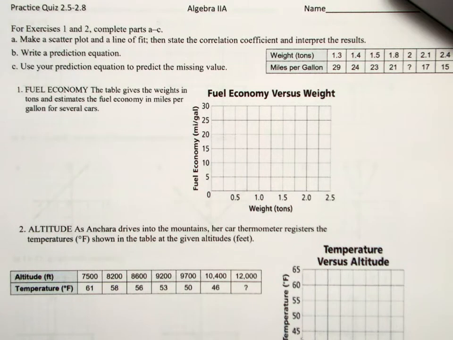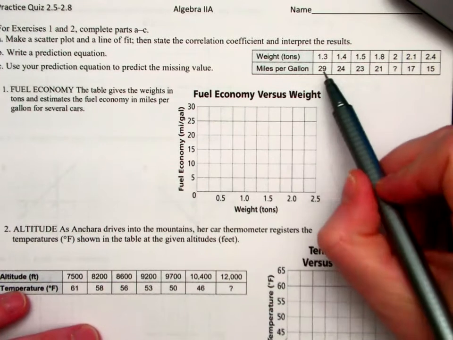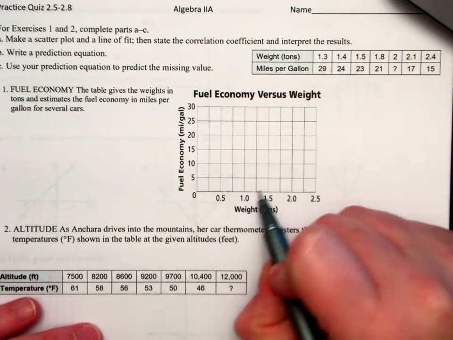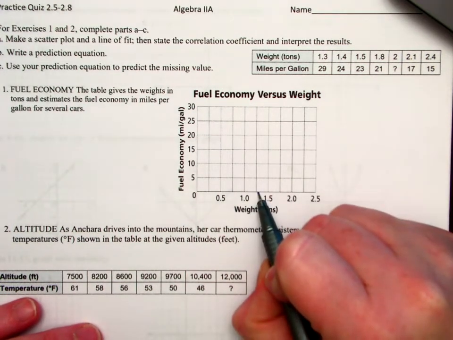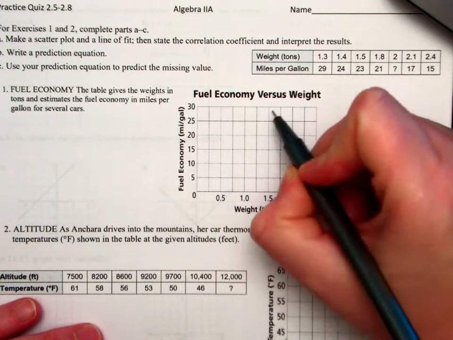Okay, so today we're doing the practice quiz 2.5 through 8. Make a scatter plot and a line of fit, then state the correlation coefficient and interpret the results. So pretty much scatter plotting out the information. Take your points. So 1.3, this is 1.25. It's a little bit over here, 29.